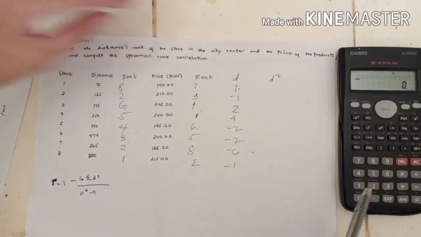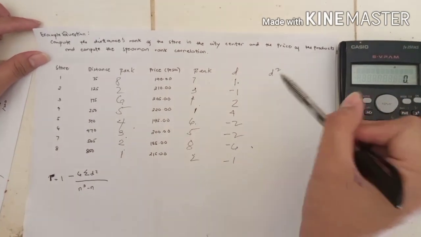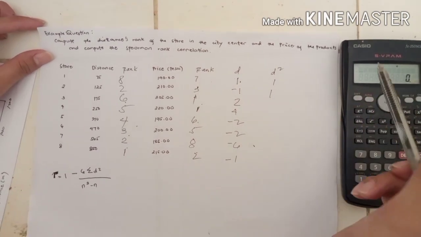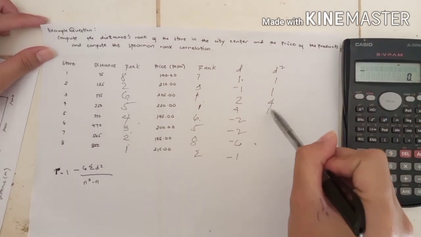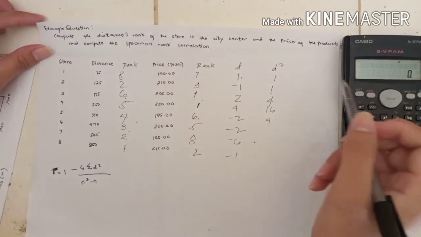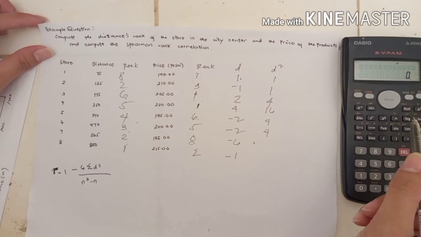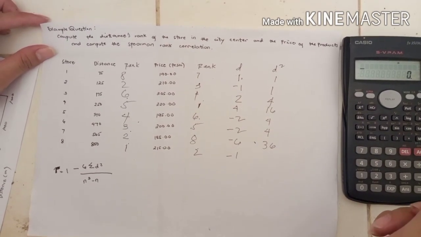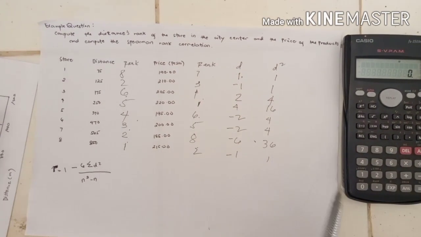So we have the difference, and we need to square it. So D squared: 1 times 1 is equal to 1. Negative 1 times negative 1 is positive 1. 2 times 2 is 4. 4 times 4 is equal to 16. Negative 2 times negative 2 is positive 4. Negative 2 times negative 2 is positive 4 again. Negative 6 times negative 6 is positive 36. Negative 1 times negative 1 is positive 1. So we have completed the table.